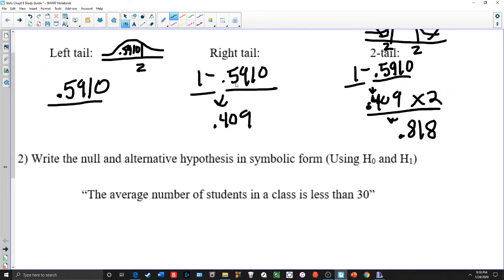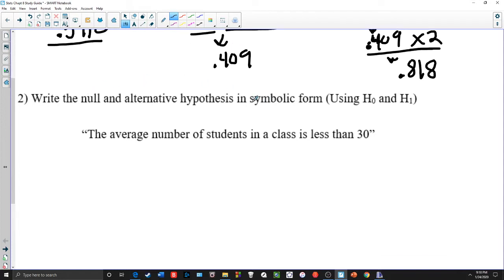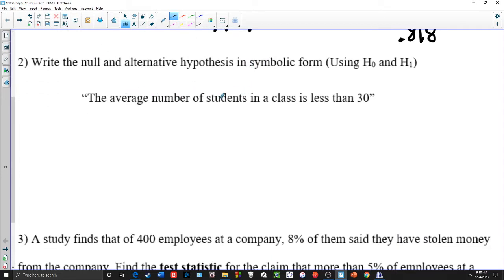So let's go ahead and go to the next one here, which is writing the alternative and null hypotheses. So we have the average number of students in a class is less than 30. We want to put that into H0 and H1 form. So if we're going to write this down, we're going to start with our H0. And that's going to be, since we're dealing with average, a mu symbol. Okay, so average is represented by mu.